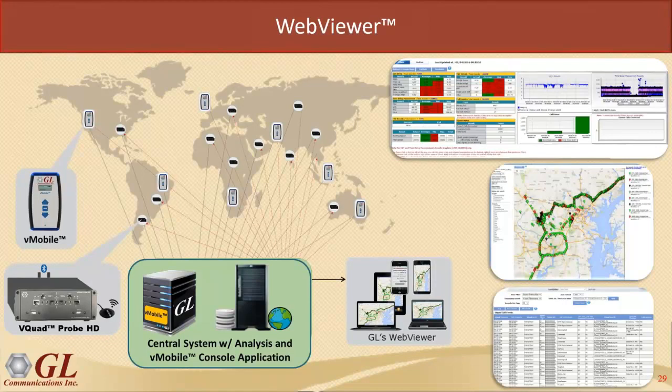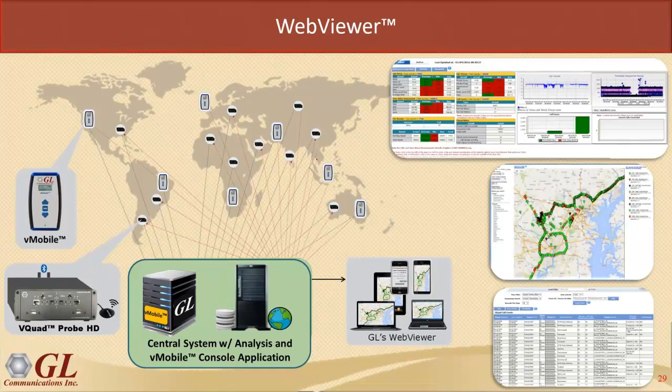We can look at call status. We can look at network status, what's going on in the network, what each VQuad probe or vMobile is doing in the network. Are they running a test? Are they online? Are they connected? Are they not connected? So all that's available directly from the web viewer. And you can filter, query the results, and display them on the screen, and then output them to Excel, to PDF, or to CSV.